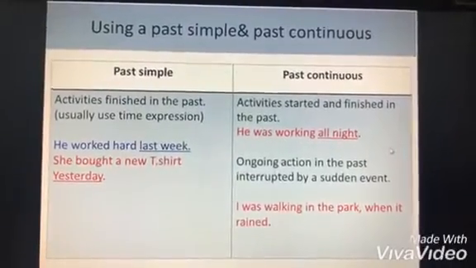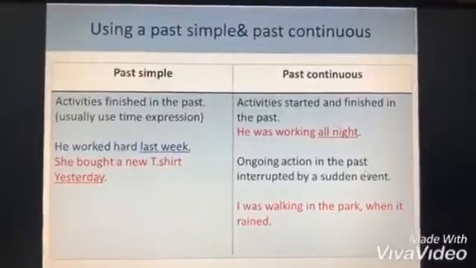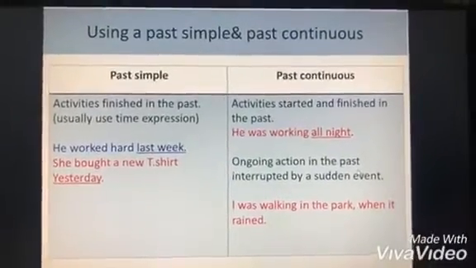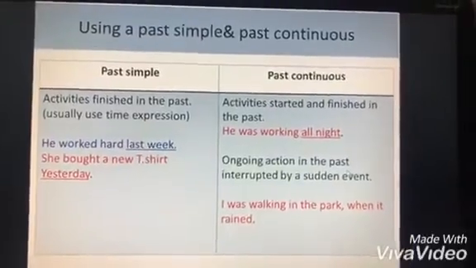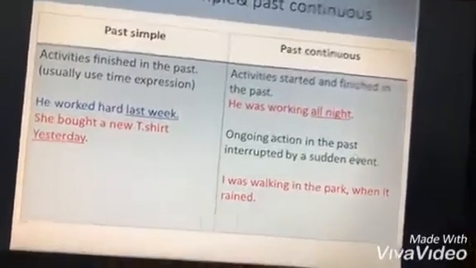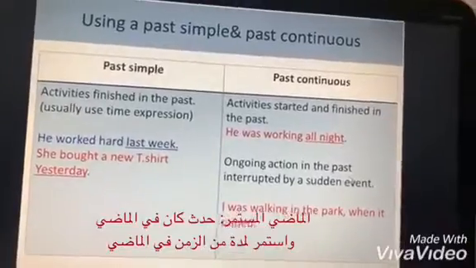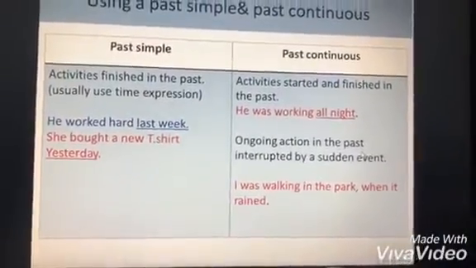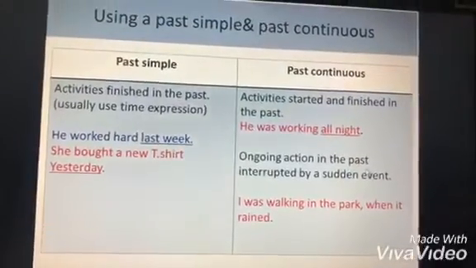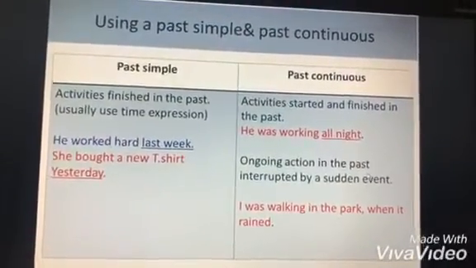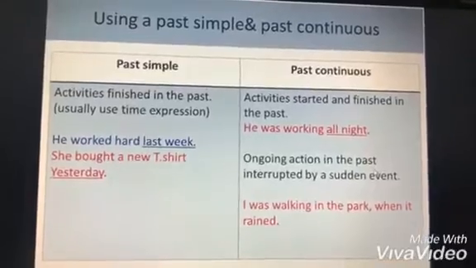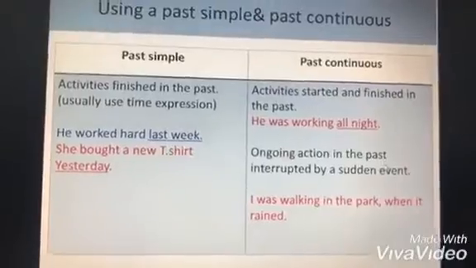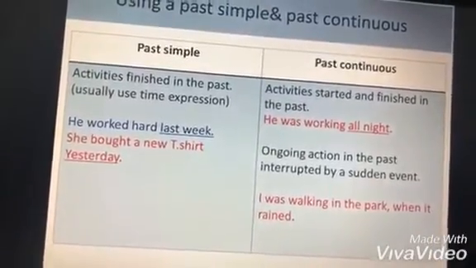With the past continuous, we use it with activities started and finished in the past. In this case, we need to emphasize duration. That means the listener, the reader, or another person, we need to show them that this action lasted for quite some time. For example, he was working all night.